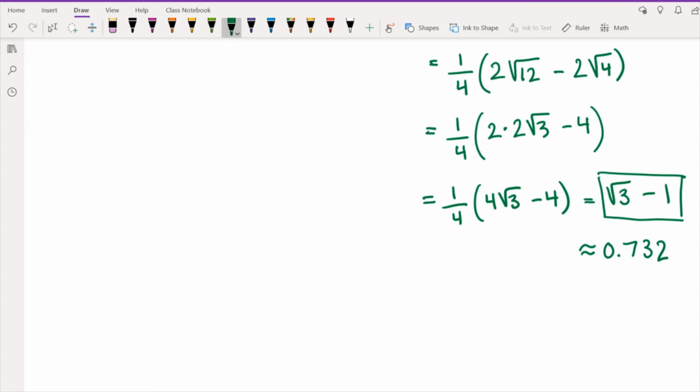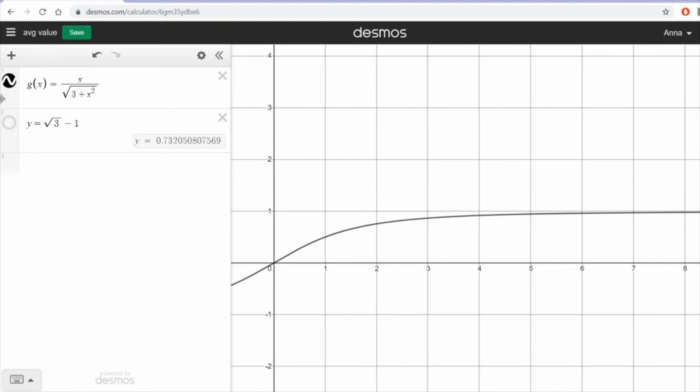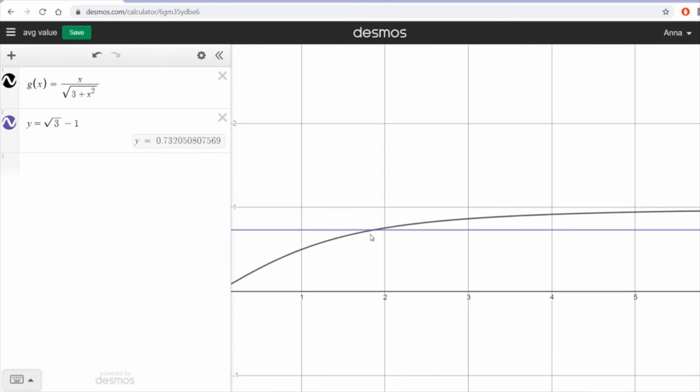But another way that you could at least get an approximation for the value where this function reaches that height is you can use Desmos. I just want to quickly show you how you can do that. If you have the original function graphed, here I have g of x is equal to, I wrote it with x instead of t, x over the square root of 3 plus x squared. Now if I just make a horizontal line, y is equal to square root of 3 minus 1, which was the average value we found, then Desmos will show you exactly where those 2 points intersect.